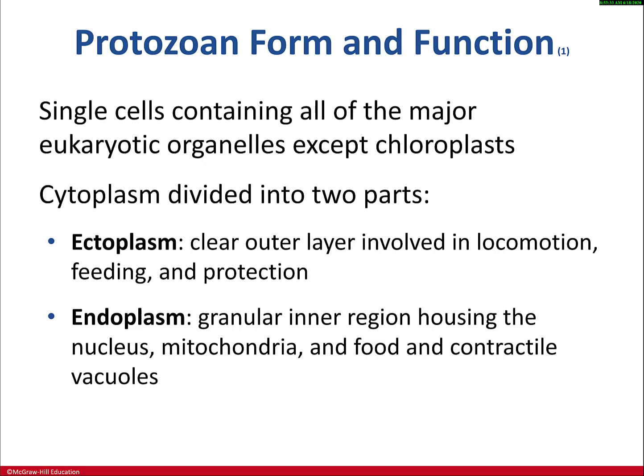Single cells containing the majority of eukaryotic organelles except chloroplast. Cytoplasm is divided into ectoplasm. Now, it's not something from Ghostbusters. The ectoplasm is a clear outer layer involved in locomotion, feeding, and protection. The endoplasm is the inner region housing all the goodies and things that it needs to do what it does.